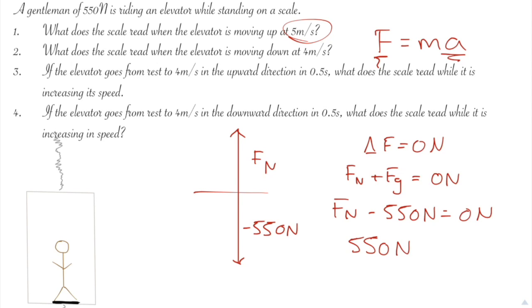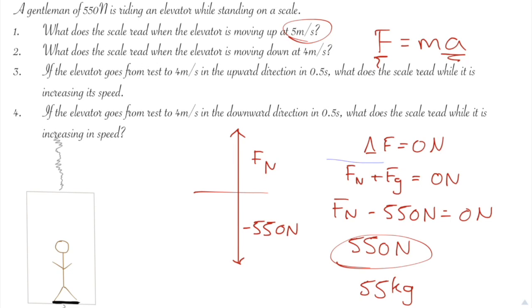So what does the scale read when the elevator is moving up at 5 meters per second? It reads 550 newtons, or if it's in kilograms, 55 kilograms. And we got that by dividing by the acceleration of gravity to turn newtons into kilograms.